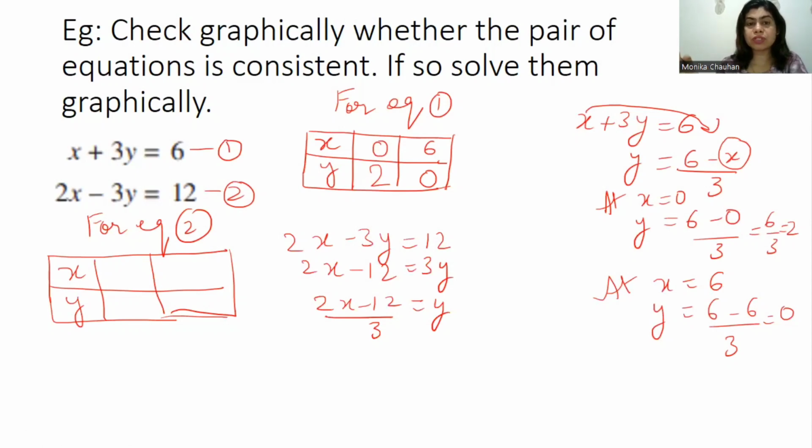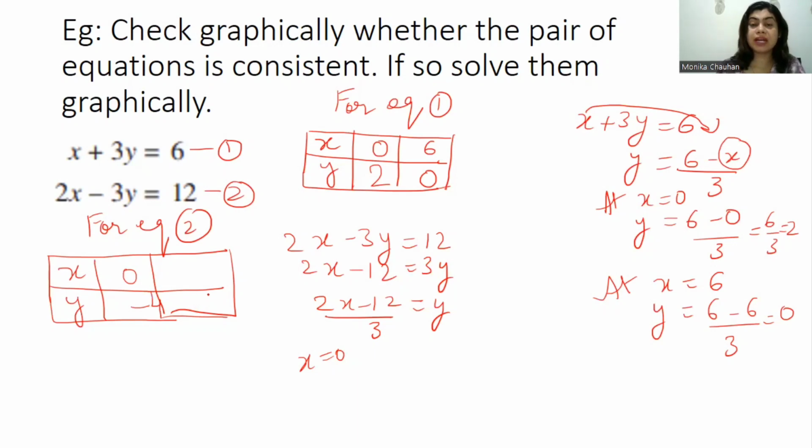Now, if I put in place of x as 0, what will happen? At x is equal to 0, so 0 minus 12, minus 12. So when I put x as 0, 0 minus 12 is minus 12. Minus 12 upon 3, it becomes minus 4.